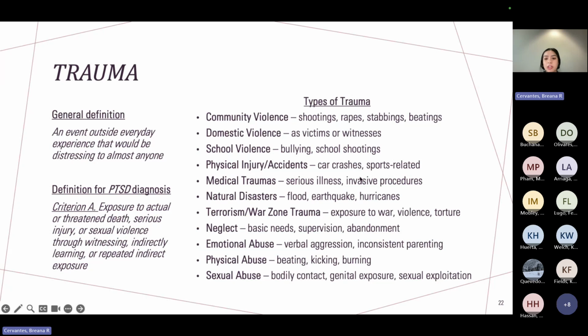And then, kind of like I mentioned with the school shootings, community violence. So something like, again, witnessing, or experiencing yourself, some sort of actual or threatened death. Shootings, rapes, stabbings, beatings would all constitute that. So just hold this in your mind for now. We're going to talk about PTSD in a little bit, but think about trauma like this broadly for the rest of the lecture, and we'll talk about the criteria in a bit.